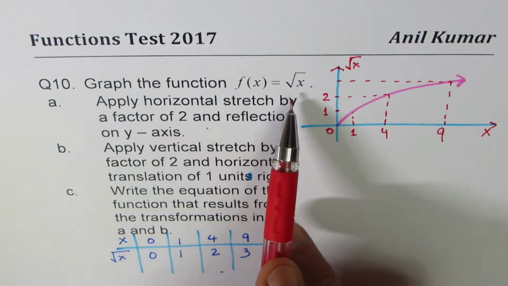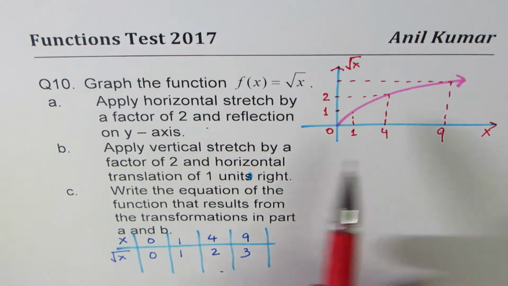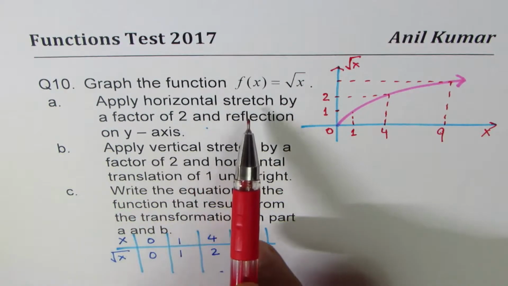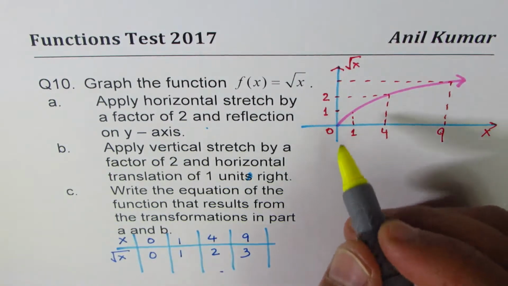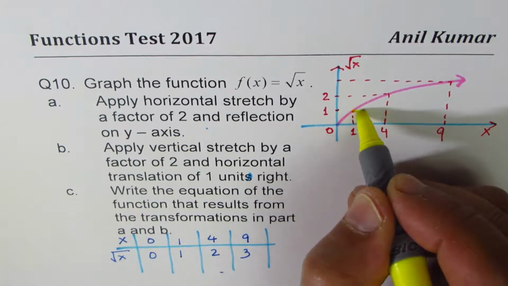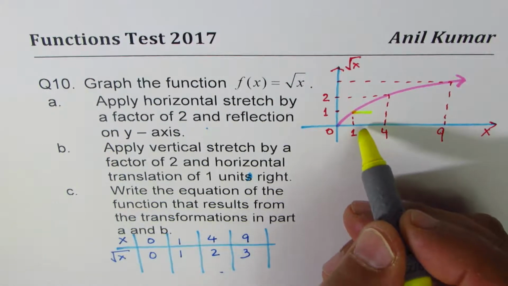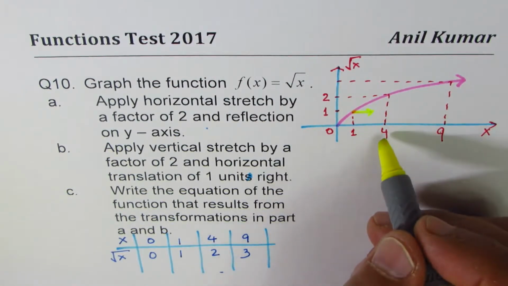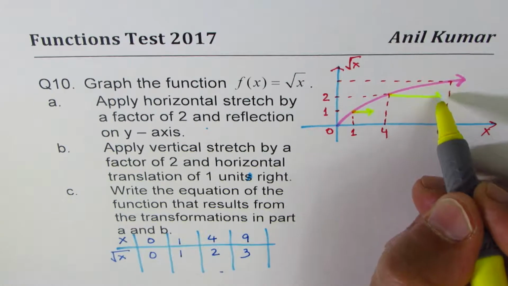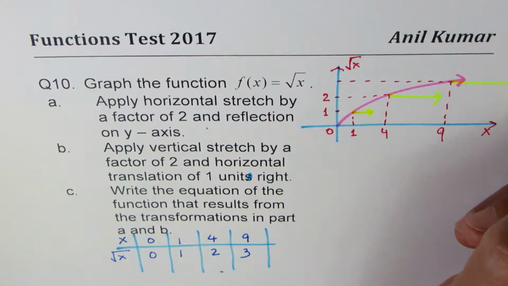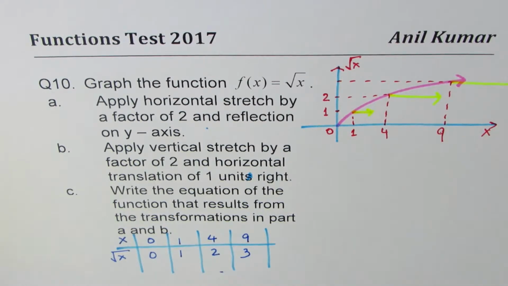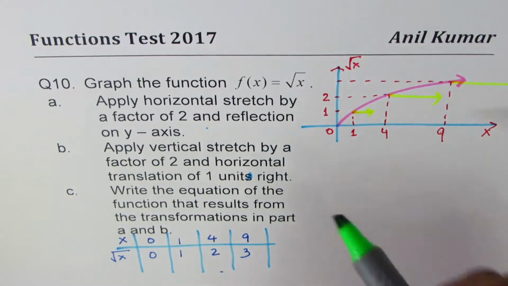Graph the function f of x equals square root x. Apply horizontal stretch by a factor of 2. Now what does that mean? Applying horizontal stretch by a factor of 2 means these values will get stretched horizontally. So instead of 1, it will come at 2. Do you see that? This value moves to this. Instead of 4, it moves to 8, right? And instead of 9, this value moves to 18, kind of like this, going away. So if you apply these, you get a graph.